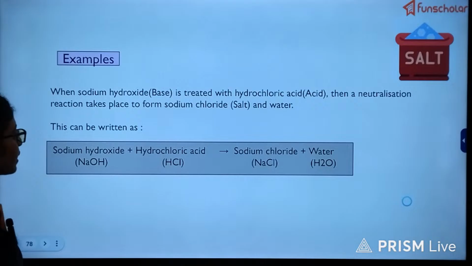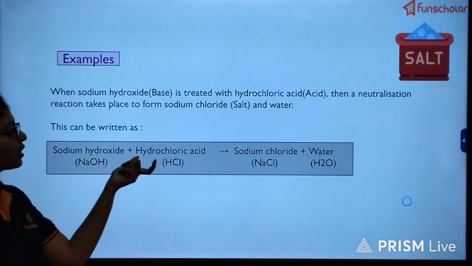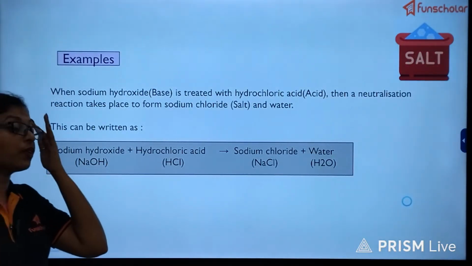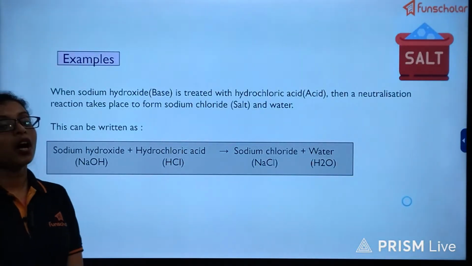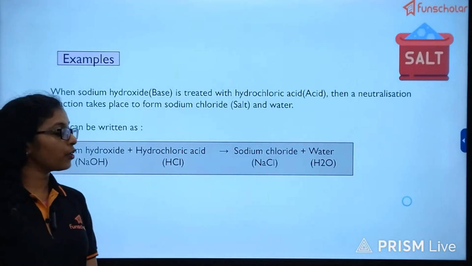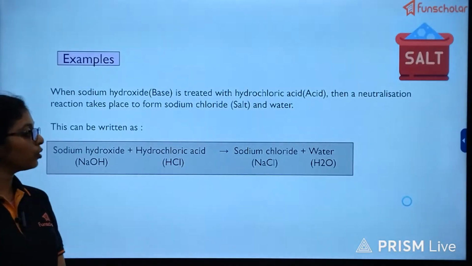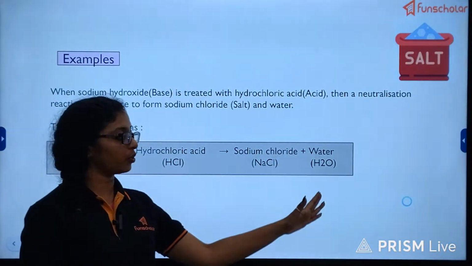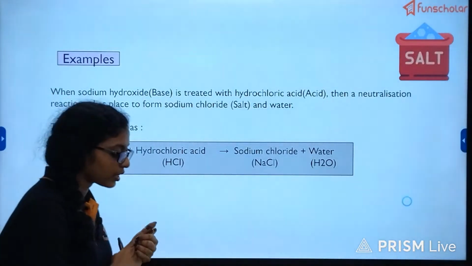And we have already discussed an example where NaOH plus HCl react. NaOH is sodium hydroxide. We have already discussed that sodium hydroxide is one of the strongest bases out there, right? And so is hydrochloric acid, which is also a strong acid, and they both react with each other and create salt and water, right? So this is what a neutralization reaction looks like.